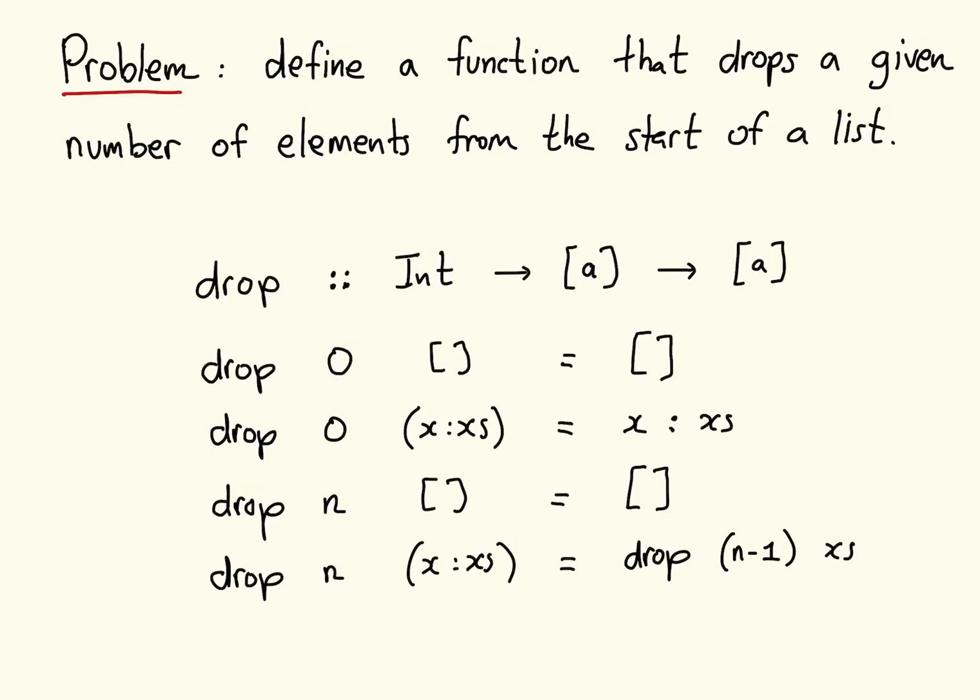So if we look at the first two cases, here we have dropping 0 elements from an empty list and dropping 0 elements from a non-empty list. Notice that in both cases, we simply don't change the input list. So what we could do here is combine these two cases into one, because if you're dropping 0 elements from any old list, you just get back the list unchanged.